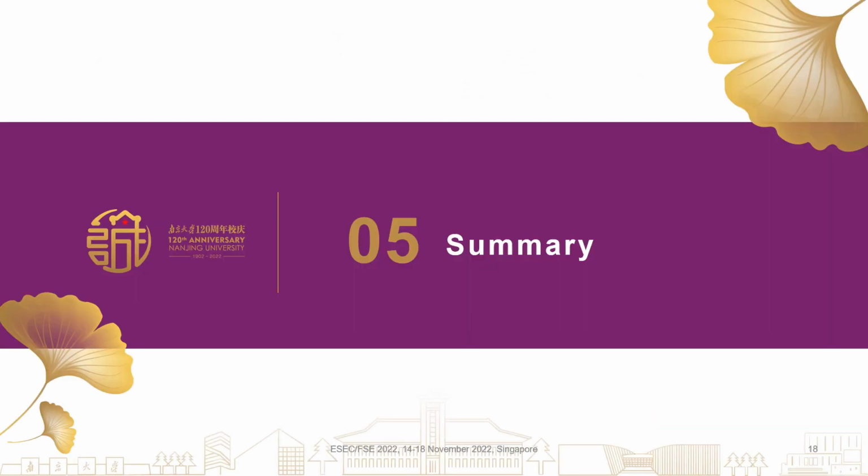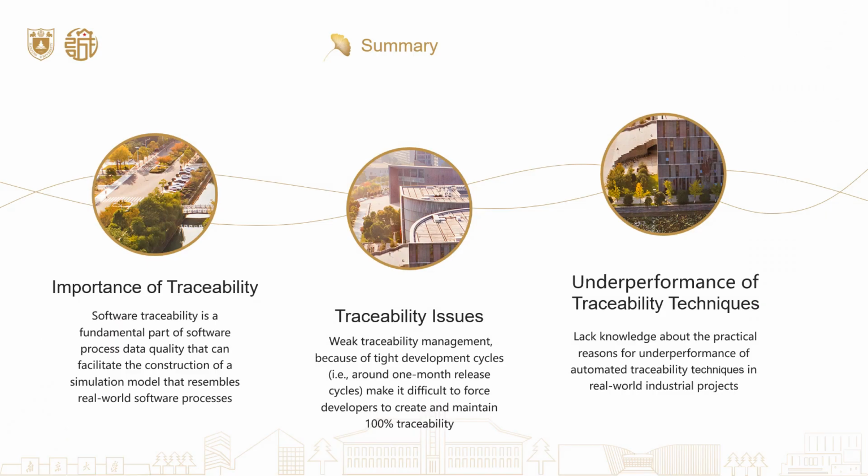So here is the summary of our talk. As part of this talk, we discussed the importance of traceability, which can facilitate the construction of simulation models that resemble real-world software process data, and it is an essential part of software data quality. Because of the tight development cycle, for example, a one-month release cycle, software enterprises struggle with weak traceability management. Also, we found a lack of research on exploring practical reasons for the underperformance of automatic traceability techniques in real-world settings.